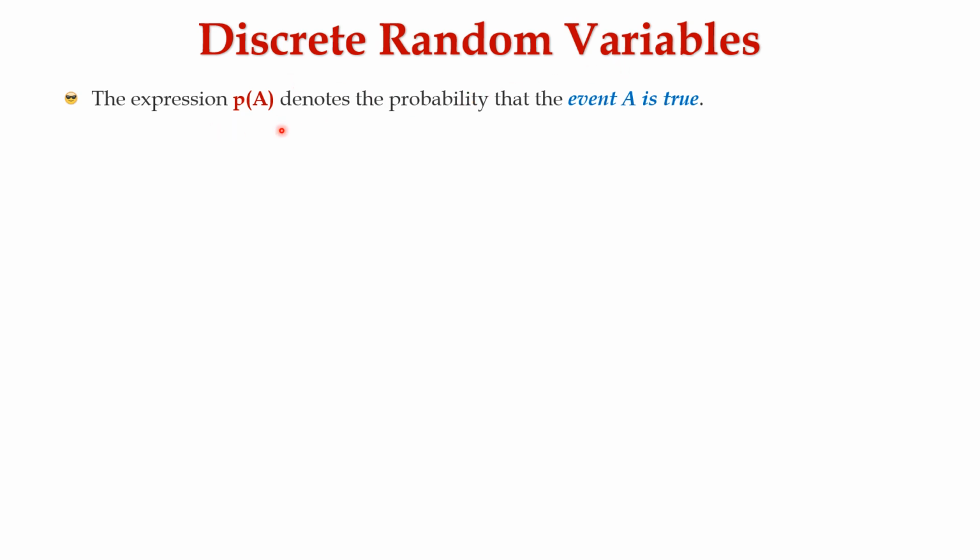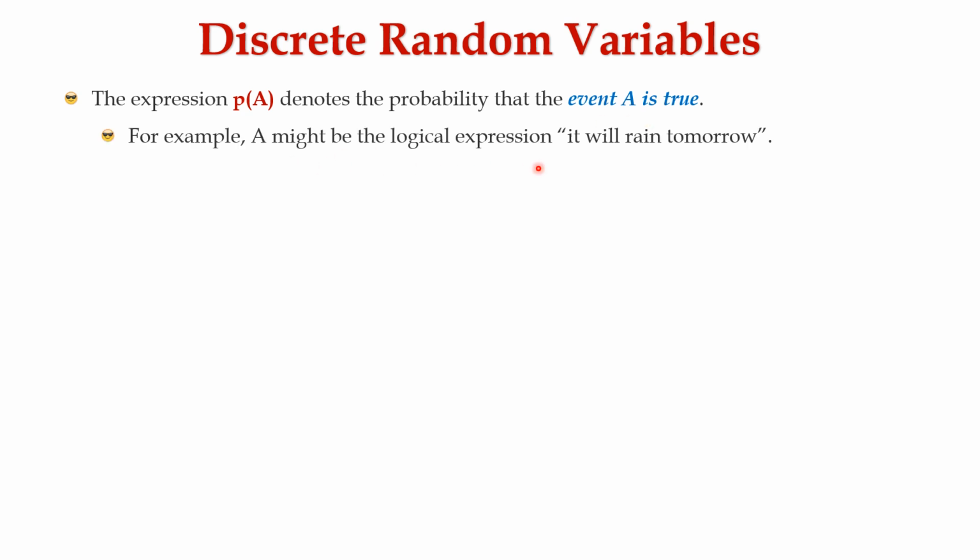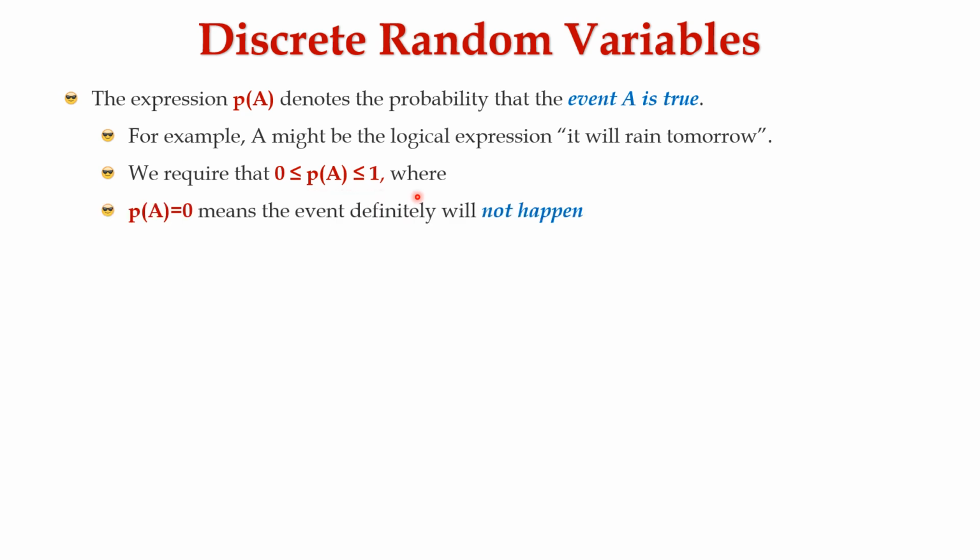The expression P of A denotes the probability that the event A is true. For example, A might be the logical expression, it will rain tomorrow. We require that 0 is less than or equal to P of A, which is less than or equal to 1, where P of A equal to 0 means the event definitely will not happen. P of A equal to 1 means the event definitely will happen. So here the probability values always lie between 0 and 1.